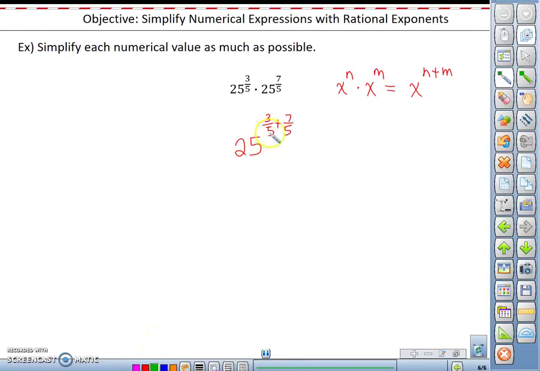Now, given that this is addition of fractions, if we had different denominators, remember, we would have to get a common denominator before combining them. Here we have a common denominator of 5, so we would add the numerators, and that would give us 10 over the denominator of 5. Then we have to recognize we don't want to treat this as a power and an index because we can simplify this. This is 10 divided by 5, which gives us 2. And so this actually becomes 25 squared.